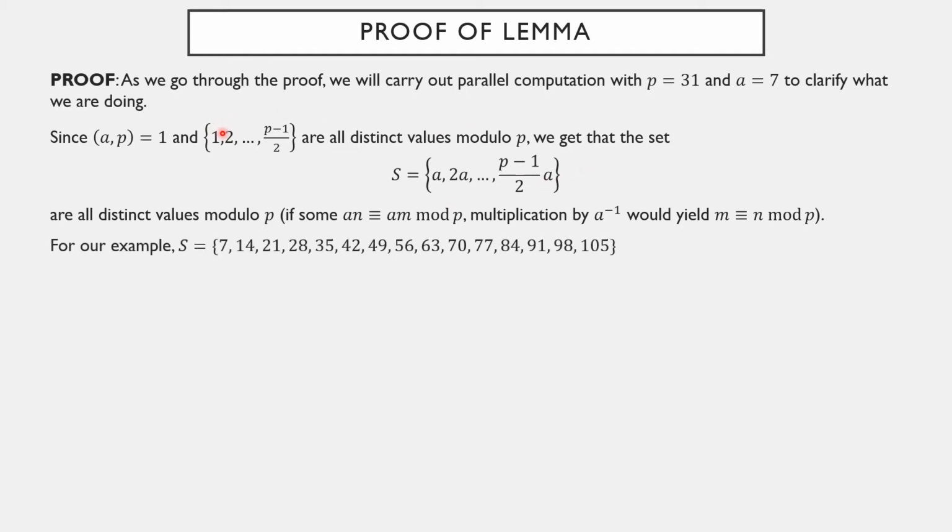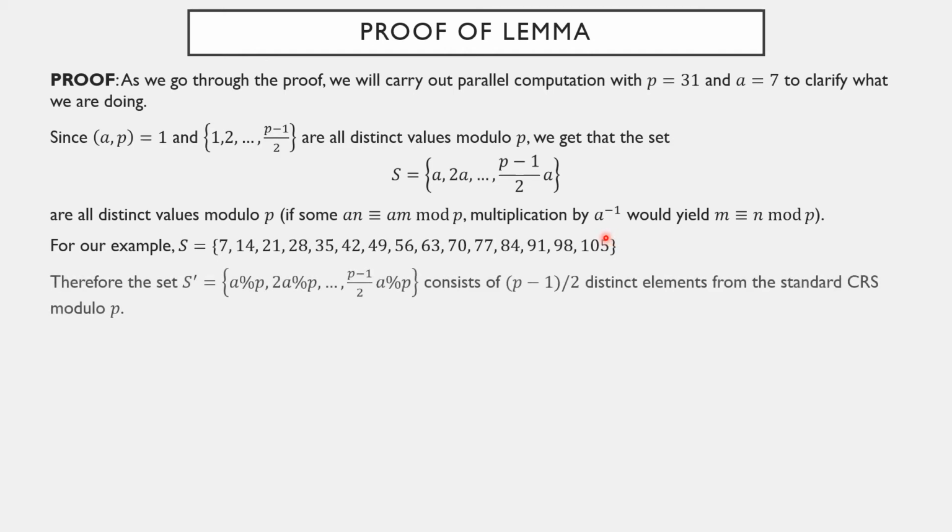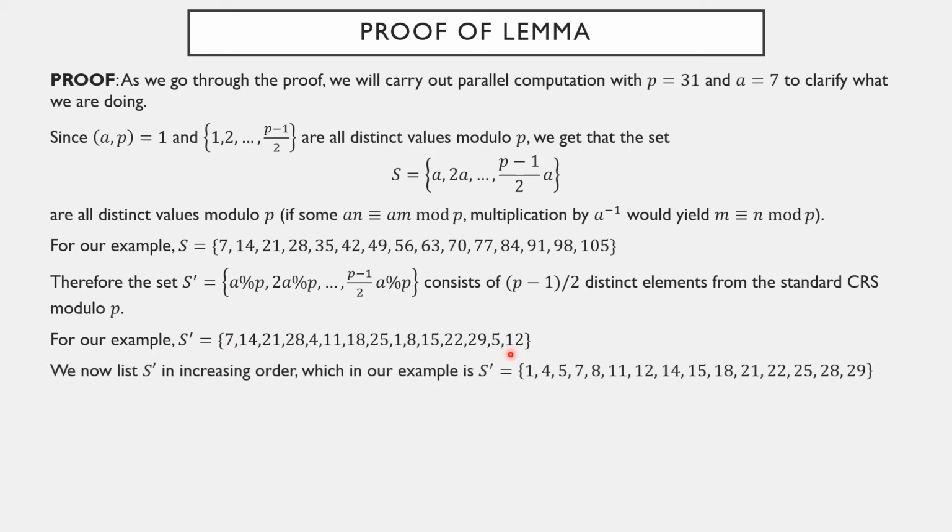For example, if p is 31 and a is 7, I list out 7 times 1 up to 7 times 15. If I reduce these modulo p, they all remain distinct. So here's my set S prime. Reduce all of these modulo 31. 7, 14, 21, 28 remain the same, but 35 mod 31 is 4. 42 mod 31 is 11, and so forth. And notice these are all distinct elements. Now what you do is you list this in increasing order. So I just take a look at the list of values I got, and I go from smallest to biggest.